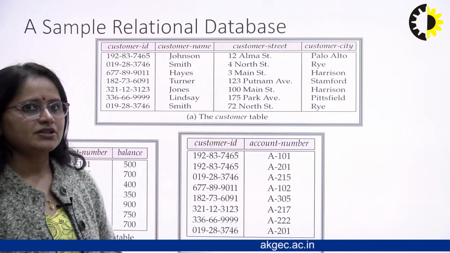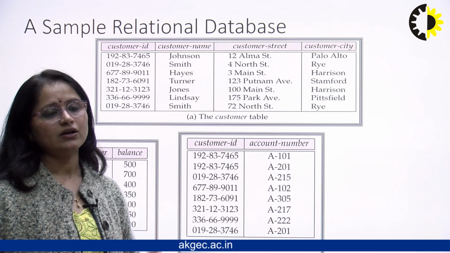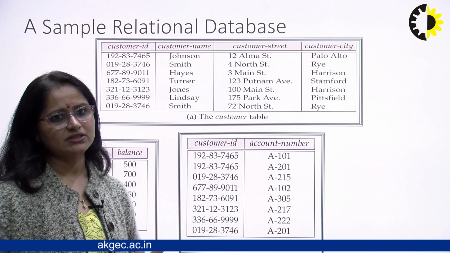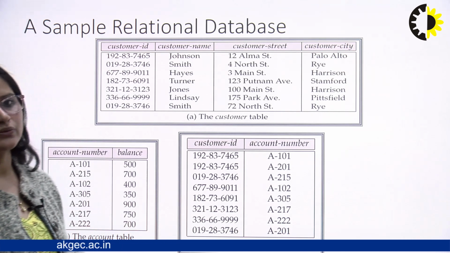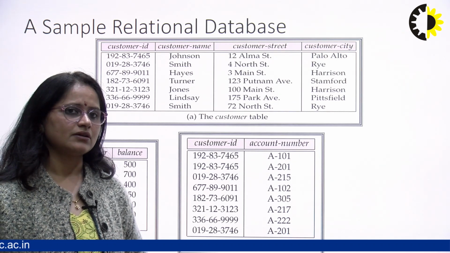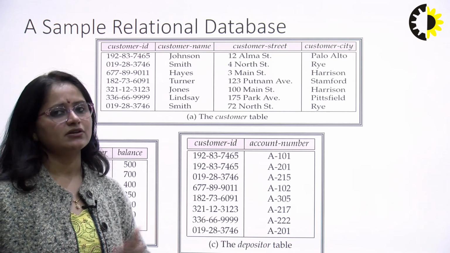This is a simple relational database where we can see three relations. One is the customer table, the second is the depositor table, and the third one is the account table. These are the three tables in tabular form, or relations, which represent the relational database.